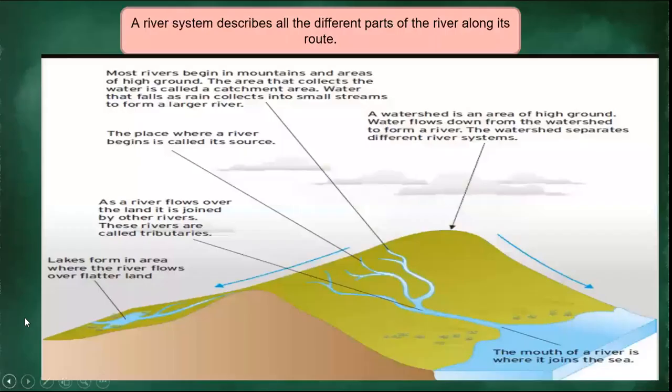Here I have the river system that describes all the different parts of the river along its route. So, this is what I want. I want you guys to read this for me. Who wants to read for us? We have Leleto and Tabiso. Let me start with Leleto. Leleto was first.